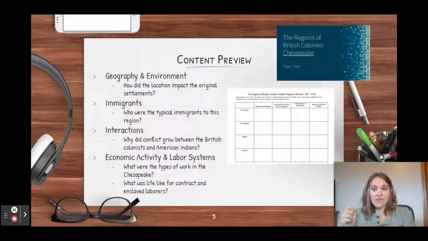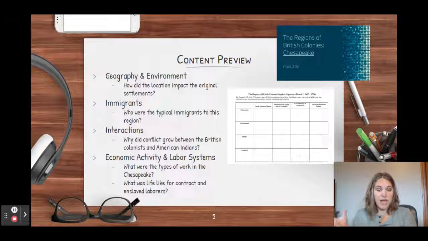Then the next section I want for you to focus on is interactions. That's actually going to be the last column. Why did conflict grow between British colonists and American Indians? So discuss what was happening in the Chesapeake colonies and how that impacted the local American Indian groups.